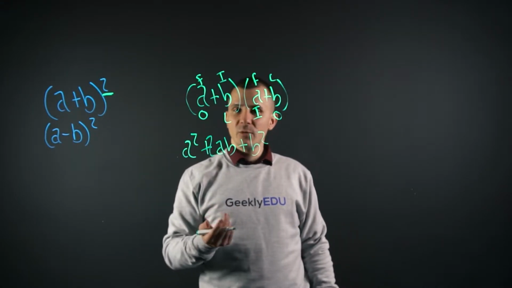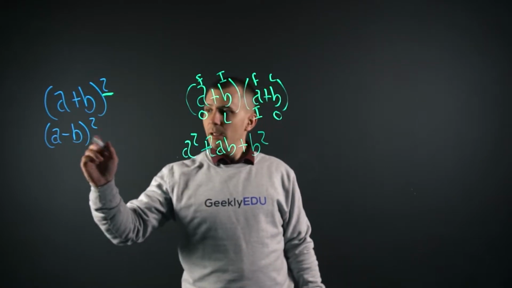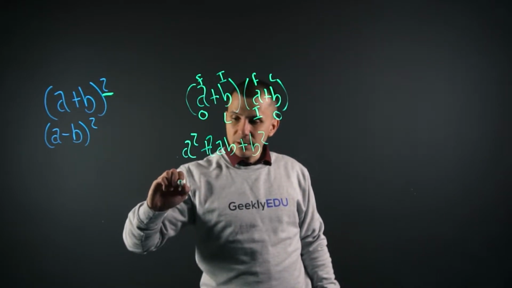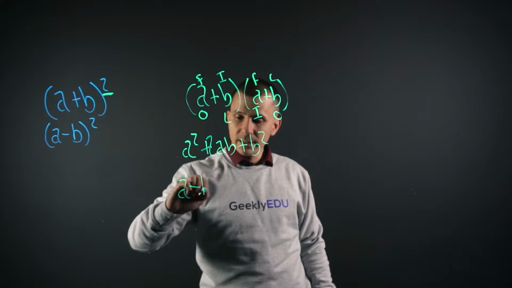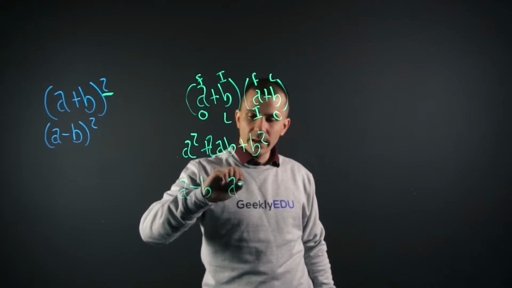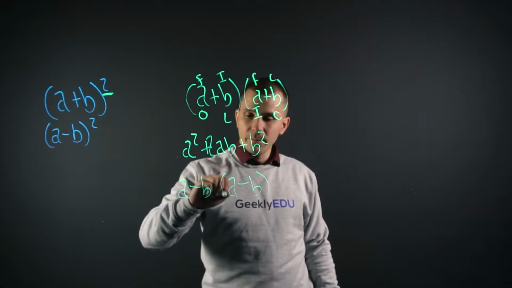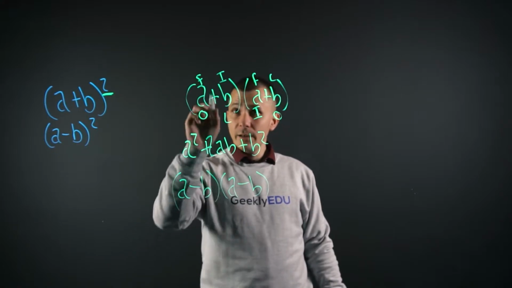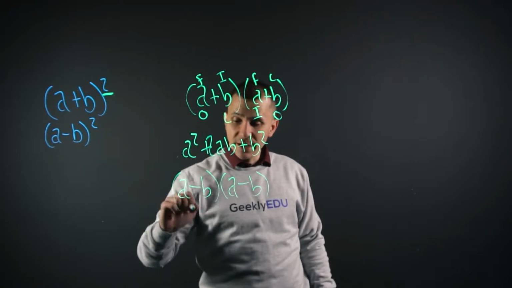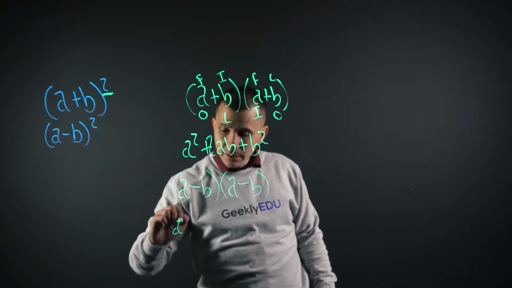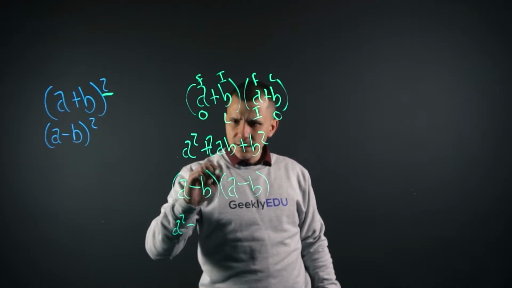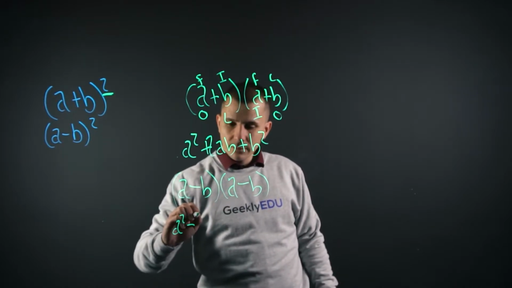Now, what about a subtraction? Well, let's take a look at that real quick. So we have a minus b times a minus b. Again, with our FOIL method, a times a, we're going to have an a squared minus, again, 2ab's.